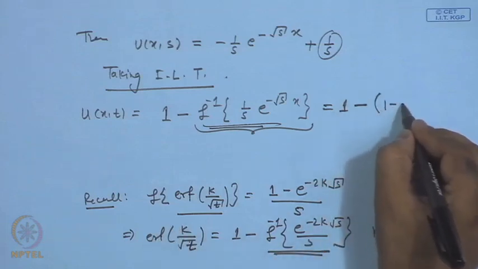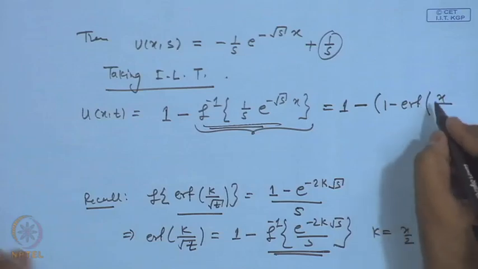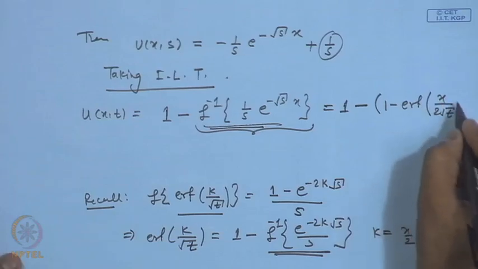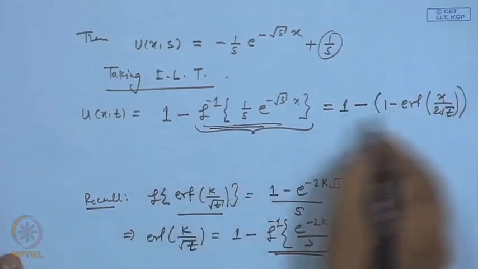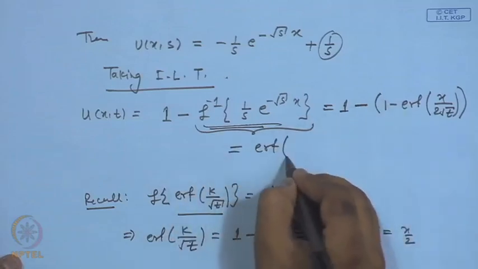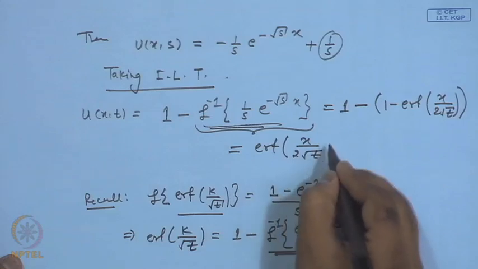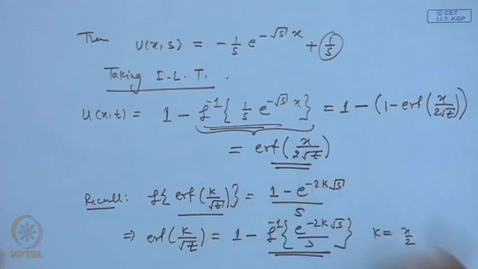So, what we have then is 1 minus the error function, 1 minus the error function where k is x by 2 square root t. 1 will get cancelled with this one, and we have the error function of x over 2 square root t, and this is the solution of that heat equation.